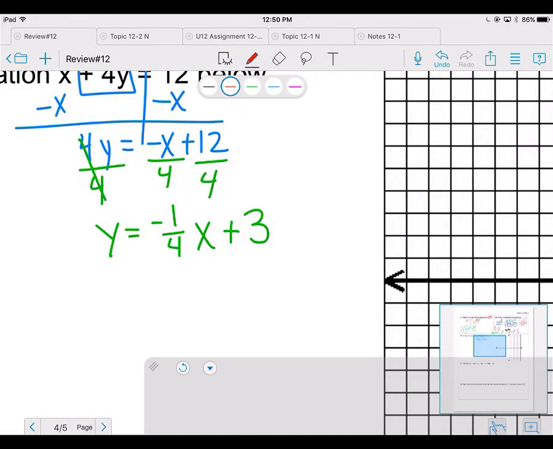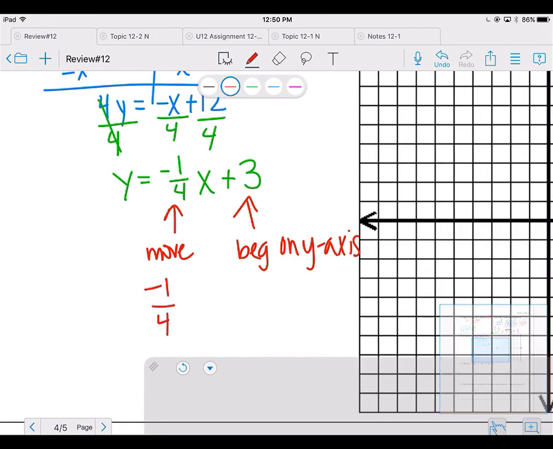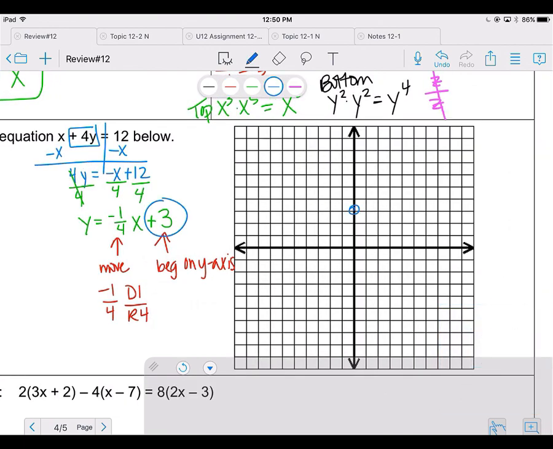When I graph it, this is my beginning on the y-axis. And this is how I move. The negative 1/4 means I'm going to go down 1 and to the right 4. So I begin at 3 on the y-axis, and then I move down 1, right 4, down 1, right 4. And I draw my line.